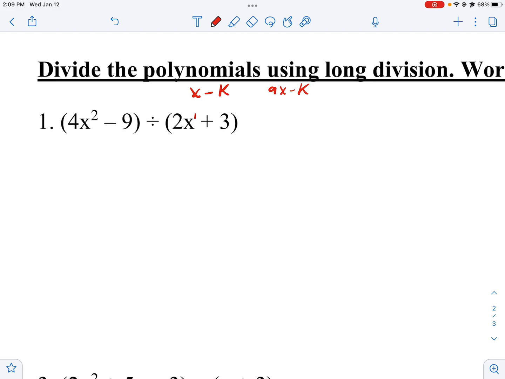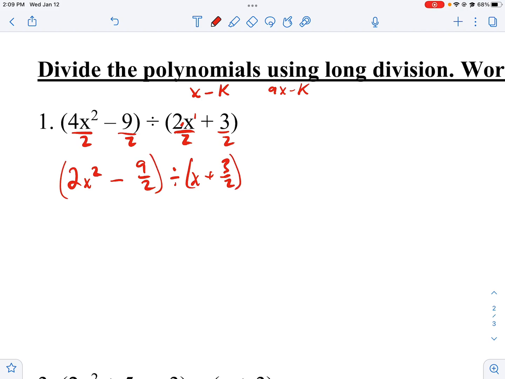So here's what we're going to do to be able to do it synthetically. We have to get rid of the 2. Well, what we see is that it's multiplying by 2. So what we can do is divide it by 2. And if we do that there, we have to do it to everybody. So the problem then becomes 2x squared minus 9 over 2. I know, it's a fraction. It's okay. And then it's x. And it's plus 3 over 2. Again, it's a fraction. We can put those in parentheses so we know.